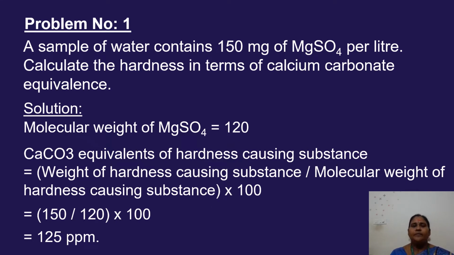Here in this problem, a sample of water contains 150 milligrams of magnesium sulfate per liter. Calculate the hardness in terms of calcium carbonate equivalence. The solution. First, you should know about the molecular weight of magnesium sulfate, which is 120. And upon substituting in the formula, we get 150 divided by 120 into 100, which is equal to 125 ppm.